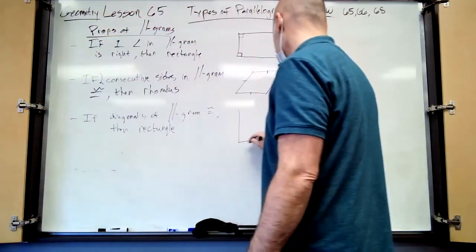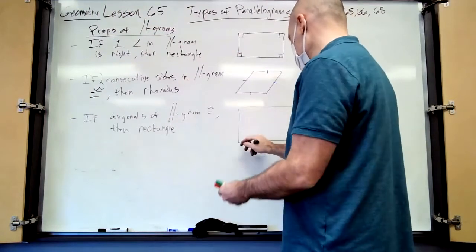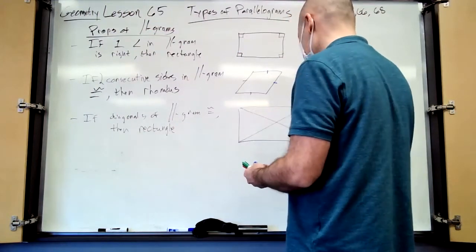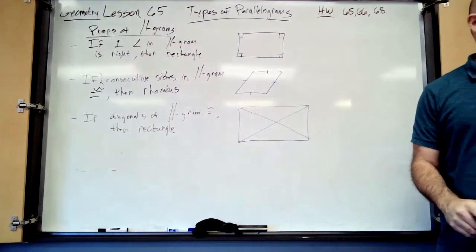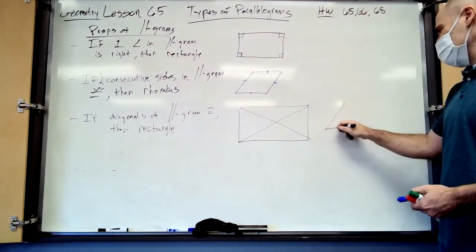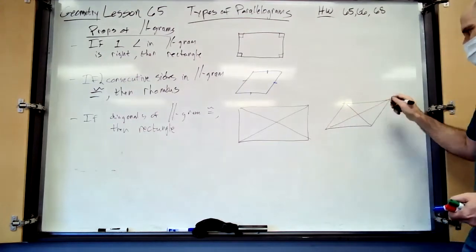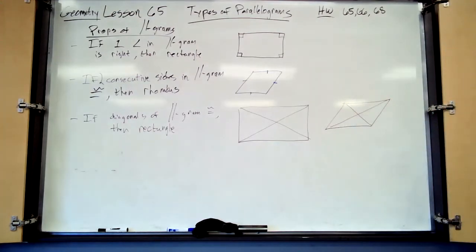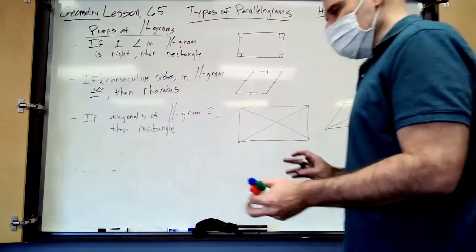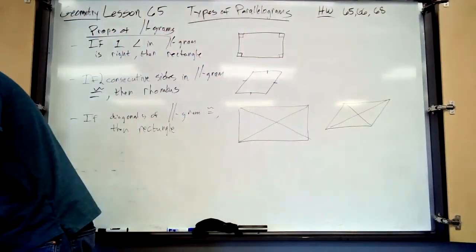Okay, so here's a parallelogram. If these guys are the same, then it's a rectangle. The only time they're not the same is when it's not. See how this one is shorter than that one. The one that goes down to the right is shorter than the one that goes up and to the right. So the diagonals are only congruent if it's a rectangle. Okay? So far, so good. The 3 properties we've learned so far.